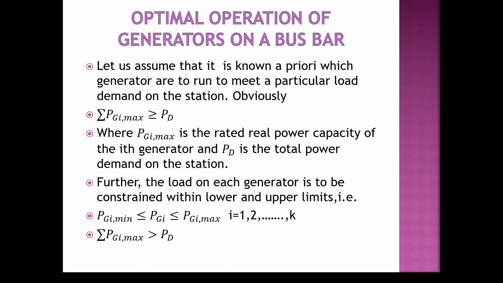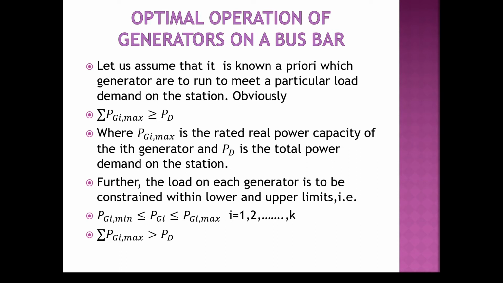So for optimal operation of generators, we are assuming that it is known a priori which generators are to run to meet a particular load demand on the station. So we are assuming here we know which generators are running to meet the particular load demand on the station, that is summation P_Gi max is greater than or equal to P_D. What is P_Gi max here? It is the rated real power capacity of the ith generator. And what is P_D? P_D is the total power demand on the station.